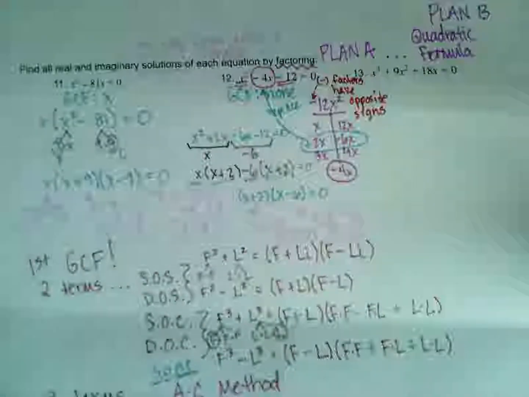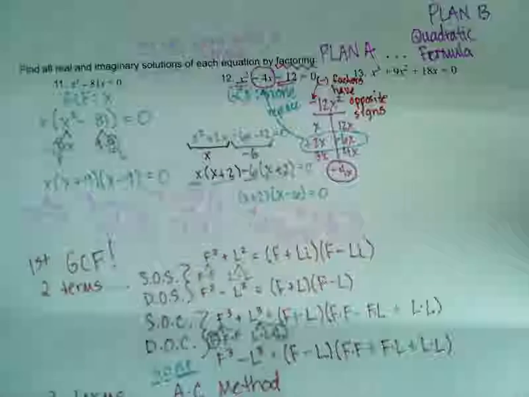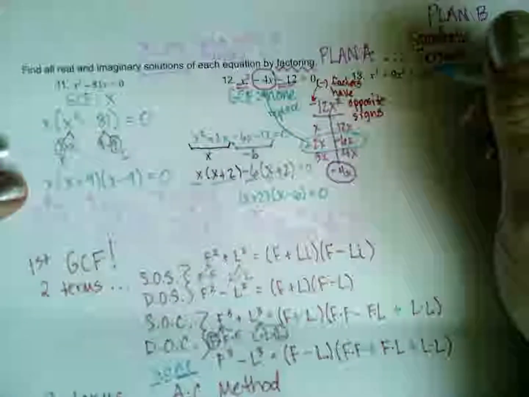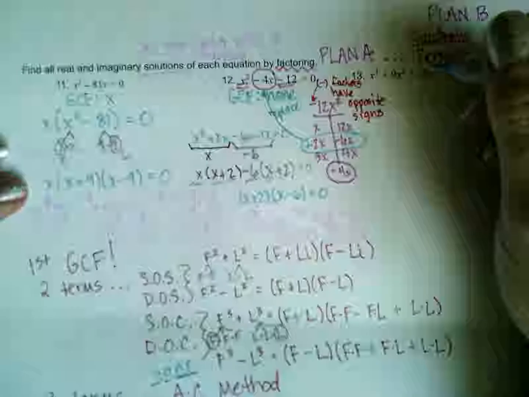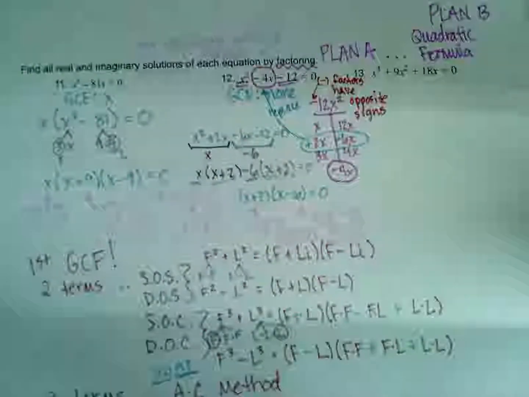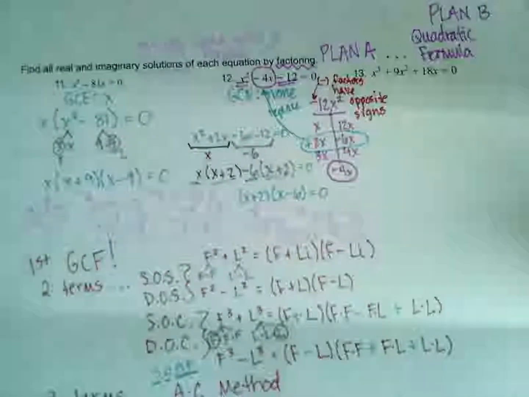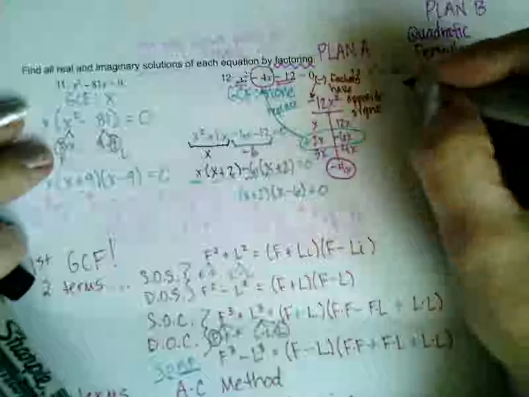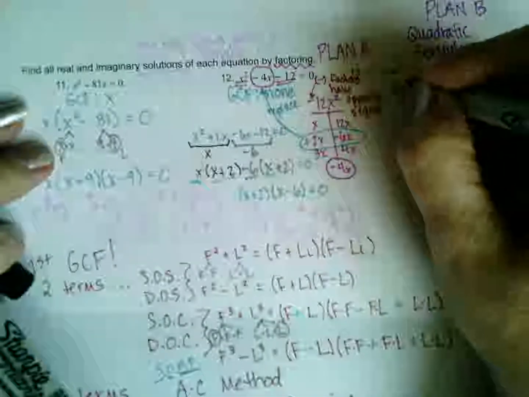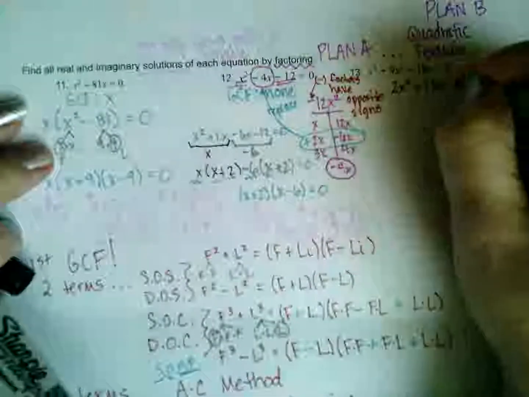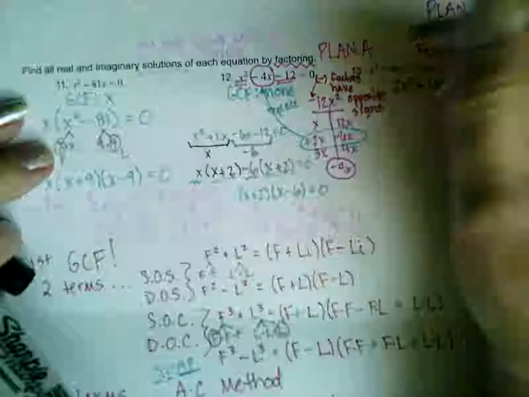On 13. Hey, you know what I want to do? I kind of want to change this problem. Would you guys be okay with that? Since we're kind of watching it, doing this together. If I change this problem to 2x squared plus 18x plus 36 equals 0, would you be okay with that?